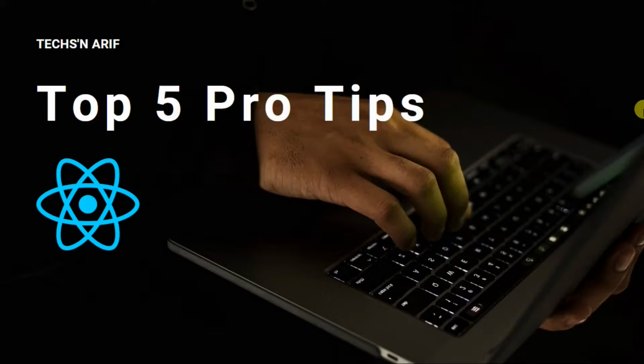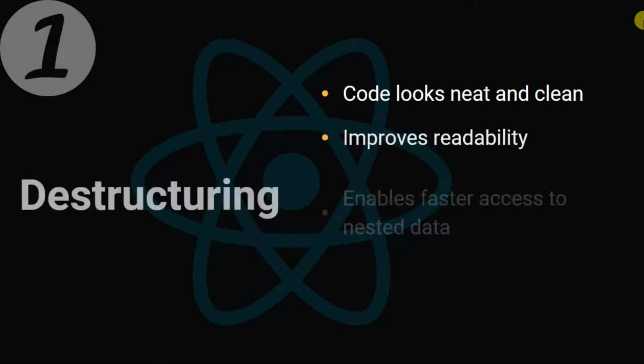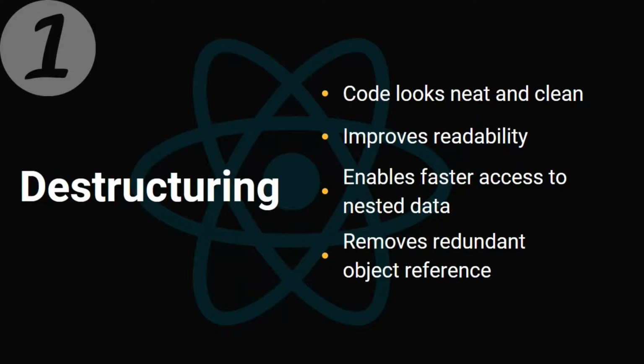Let's get started. Tip number 1. Destructuring. Try to destructure the props and state object as much as possible, because it helps the code to be neat and clean, as well as making it easier to read. This also allows for faster access to nested data and eliminates redundant object references.